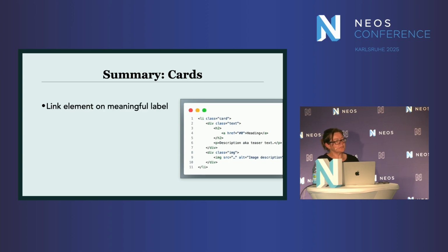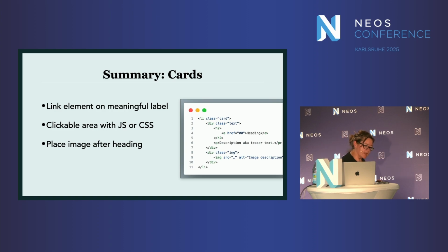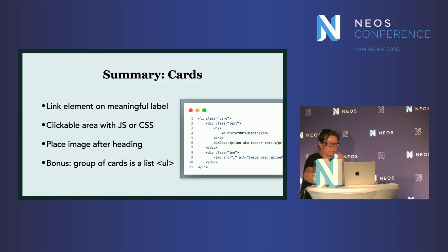So let's summarize. The link element goes on the meaningful label, only there. The clickable area we achieve with JavaScript or CSS. The image is placed in the DOM after the heading and visually positioned before using CSS. And as a little bonus, if you have a group of cards, a list of article teasers, for example, you use a list element. In this case, an unordered list.